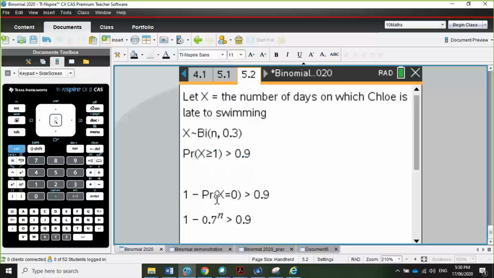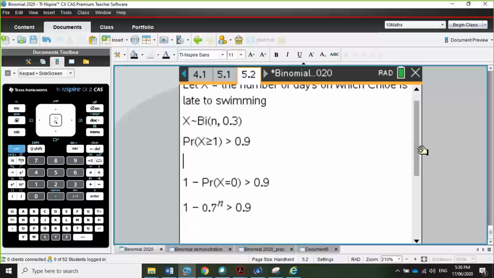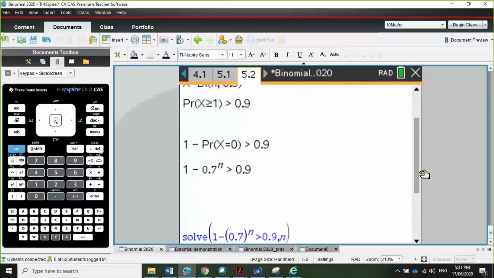Now, we know that the probability X is greater than or equal to 1 is 1 minus the probability that X is equal to 0. So rather than writing out the probability X is equal to 1 plus the probability that X is equal to 2 plus the probability X is equal to 3, et cetera, which we couldn't actually do because we wouldn't know where to stop because we don't know our N value, we're going to replace the probability that X is greater than or equal to 1 with 1 minus the probability that X is equal to 0. And now we have quite a nice equation that we can solve.